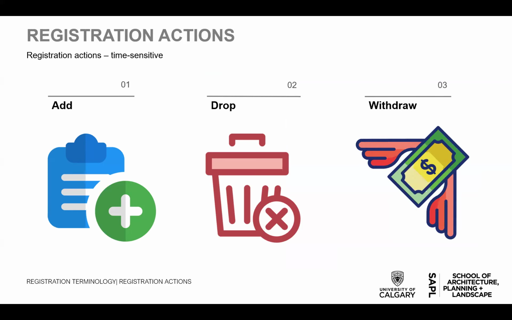The withdraw function is when you remove yourself from a course. This is similar to the drop function, except it happens after the drop deadline in that semester. You can withdraw from a course up until the last day of classes in that term. When you withdraw from a course, your tuition will not be refunded and you'll have a W as a final grade.